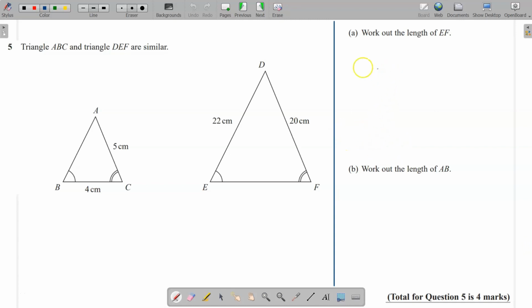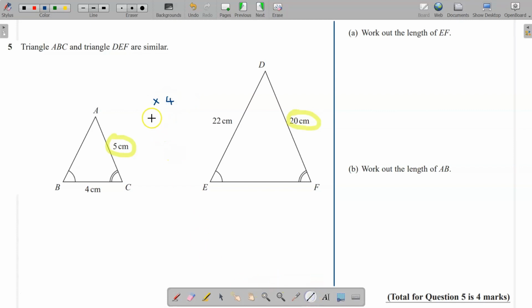each triangle. So we've got to work out the length of EF, which is on this larger triangle here, and this is 4, so what's EF? Well, we look for a common side and a comparison, and if we see the 5 here, and we notice the 20, that enables us to see that the scale factor going from left to right is times 4.